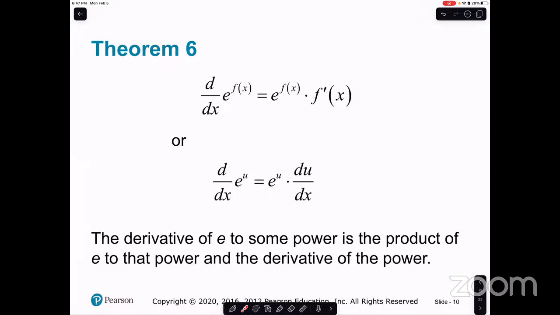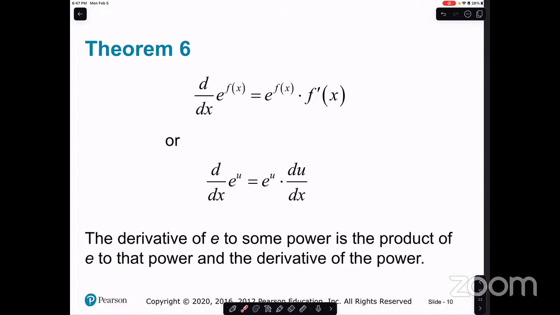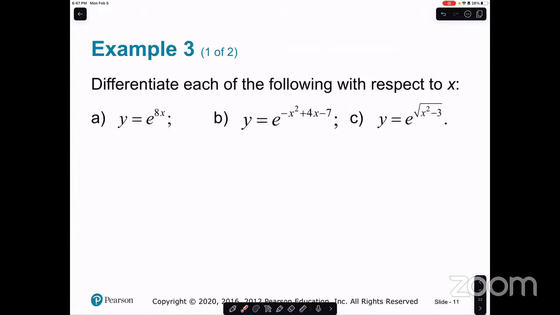Differentiate each of the following with respect to x. So then for A, dy by dx, e is its own derivative. Then we have to say times the derivative of the power. So just basically times 8, because the derivative of 8x is 8.